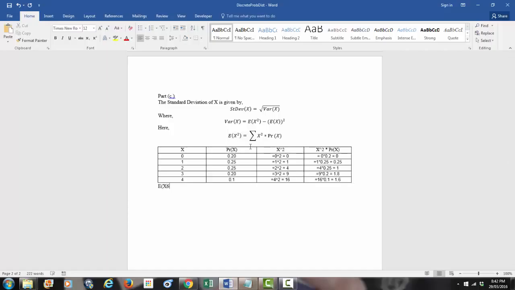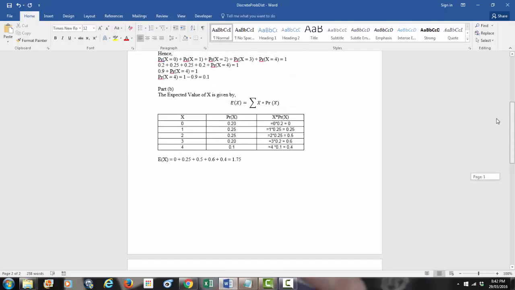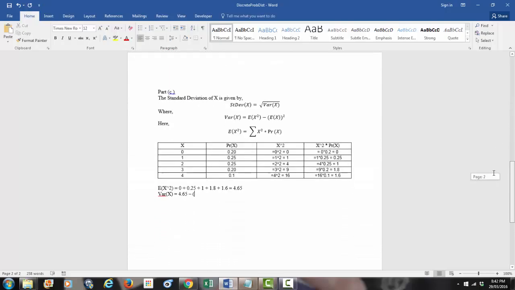So e of x squared is equal to 0 plus 0.25 plus 1 plus 1.8 plus 1.6. And that comes to, so this is 3.4, 4.4, 4.65 if I've added that up correctly. Okay, so now we've got e of x squared, we can now find the variance of x. So the variance of x is equal to this e of x squared, which we've already got, 4.65, minus the expected value squared. So that becomes 1.75 squared.